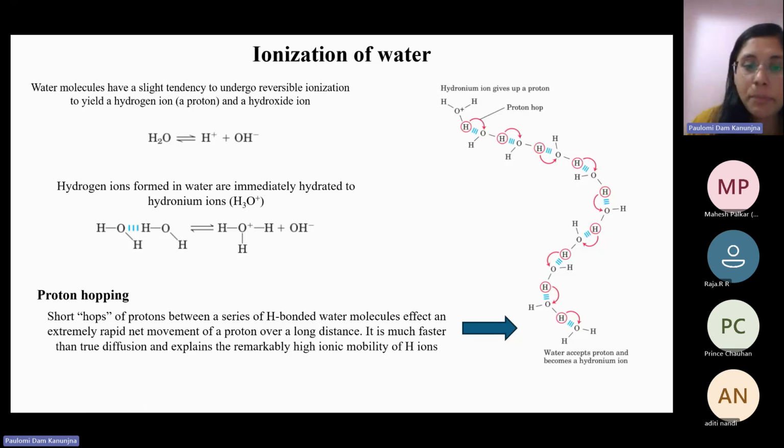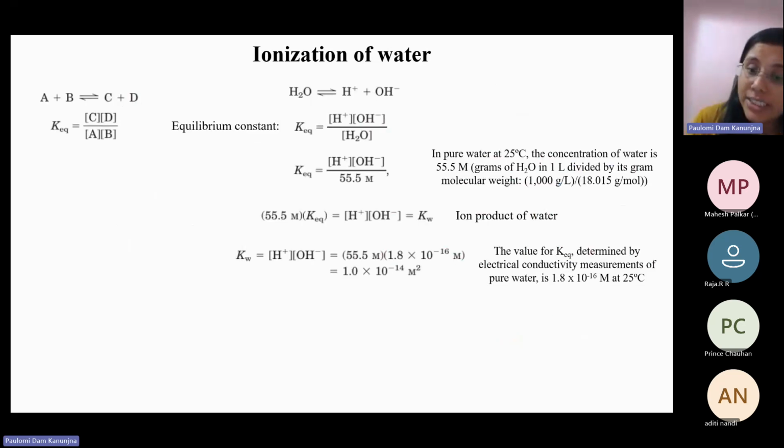And this is important because, as you can see here, the short hops of protons between a series of H-bonded water molecules effect an extremely rapid net movement of protons over a long distance. This is much faster than true diffusion. So this is a way of diffusion, but a very fast one compared to other modes of diffusion. Water-mediated diffusion is very high, and that's because your proton is hopping from one water molecule to the other.